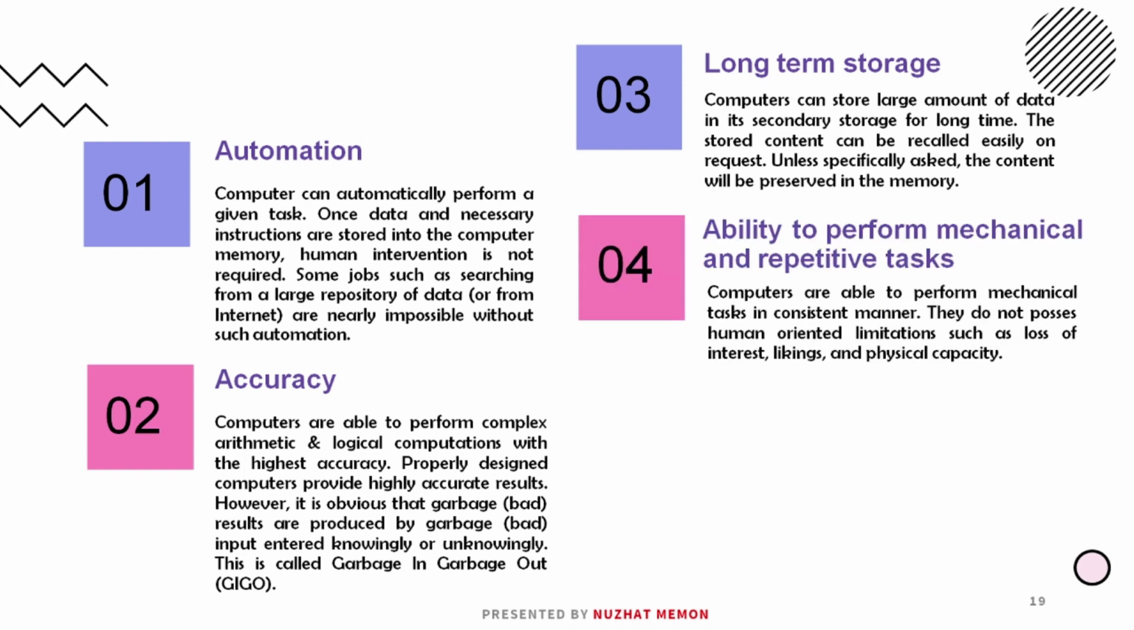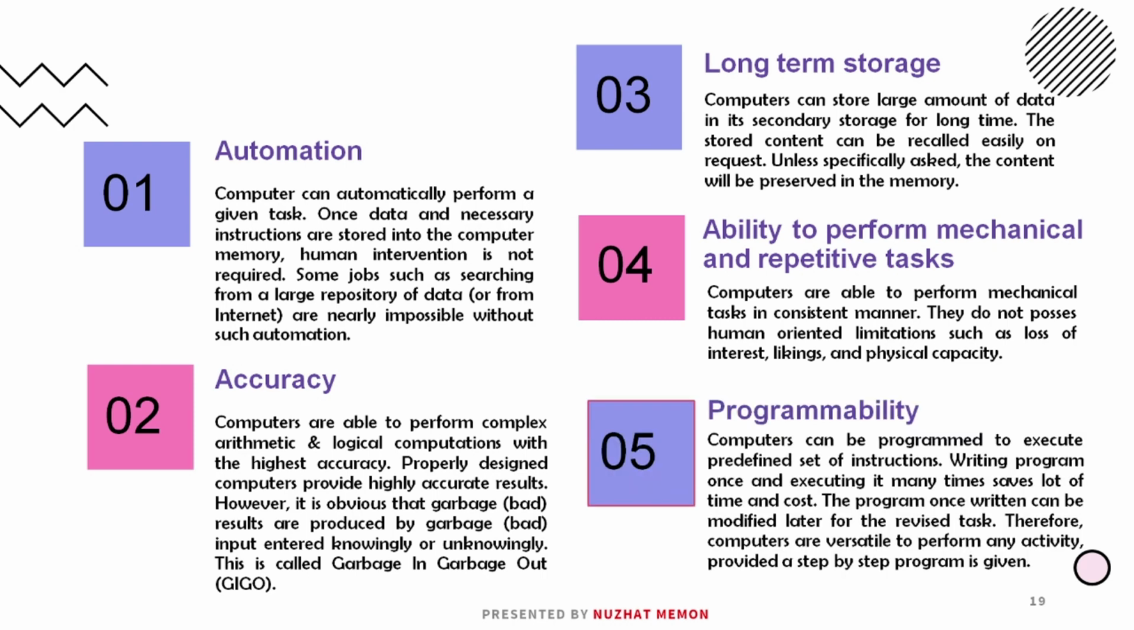Next is the ability to perform mechanical and repetitive tasks. A computer can perform the same mechanical tasks in a consistent manner. They do not possess human-oriented limitations such as loss of interest, liking, or physical capacity like tiredness or boredom, which are quite common among humans. So here, if I give some work, you may get tired after a few minutes or a few hours, right? And you may lose interest or liking. But a computer will never give such excuses to me that now I'm bored or I'm tired.